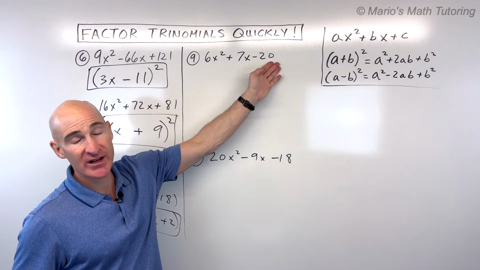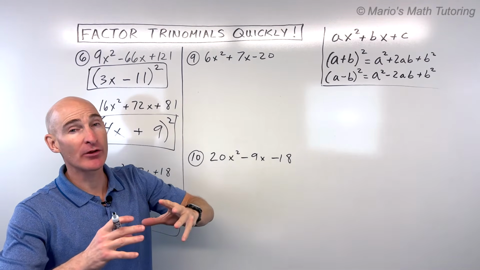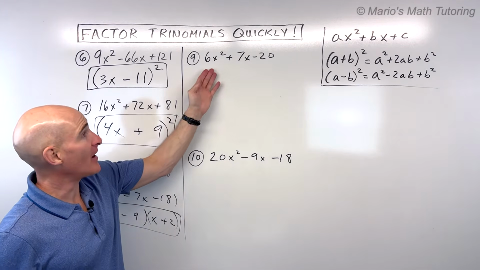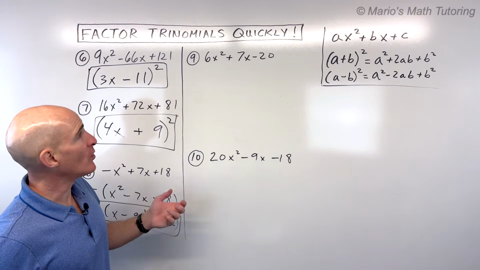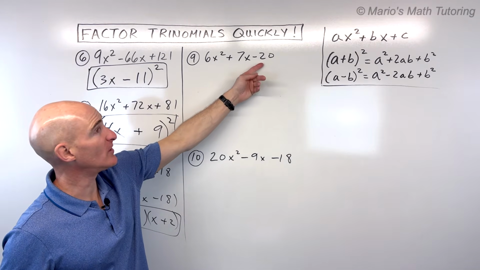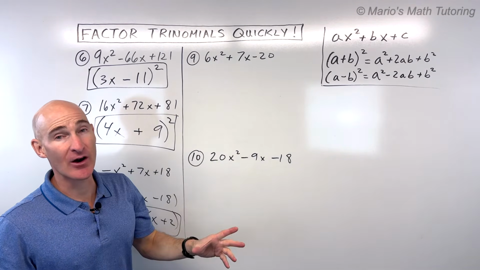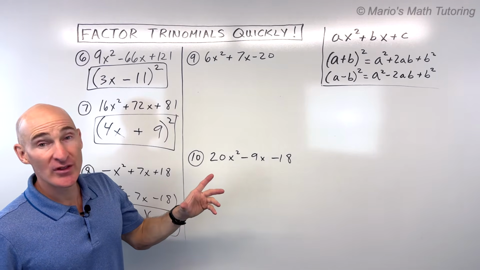First thing I look for is the greatest common factor because that's going to make all the numbers smaller. It's going to make my life a lot easier. But unfortunately, in this case, there's not a greatest common factor. So I go, okay, well, am I dealing with a perfect square trinomial? Well, 20 is definitely not a perfect square, so that's out, right? So I'm going to have to do the AC method.